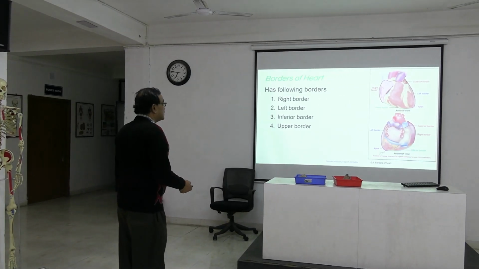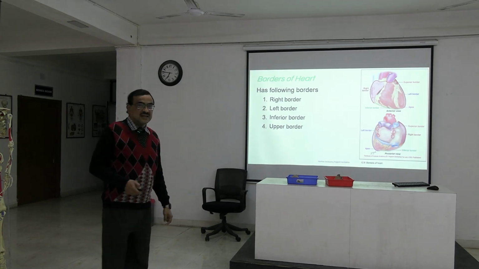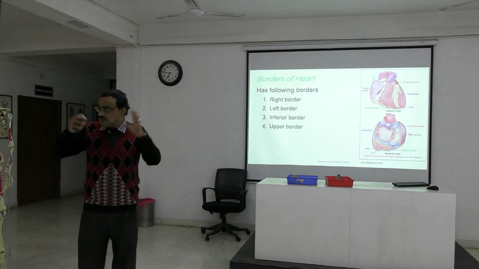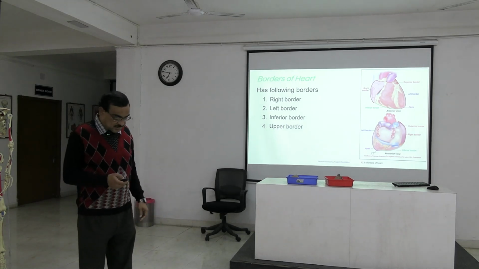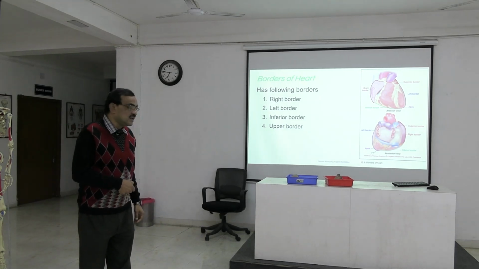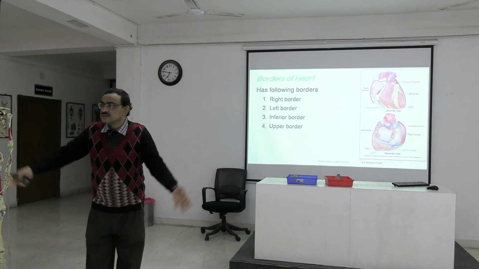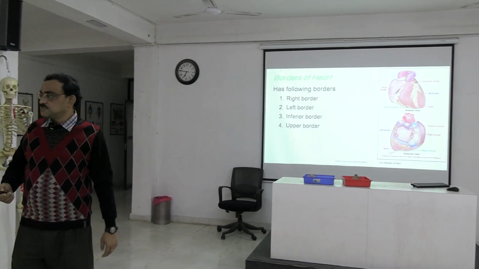And intimately attached, there is the pericardium, that is the serous layer. If you remove the fibrous pericardium, then we will get the serous pericardium. Intimately attached is the visceral layer, and one layer is reflected outside, that is the parietal layer of the serous pericardium.